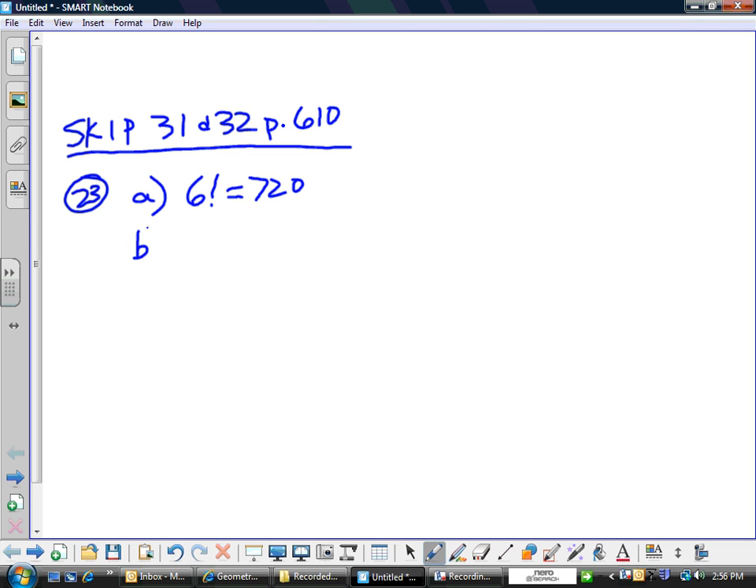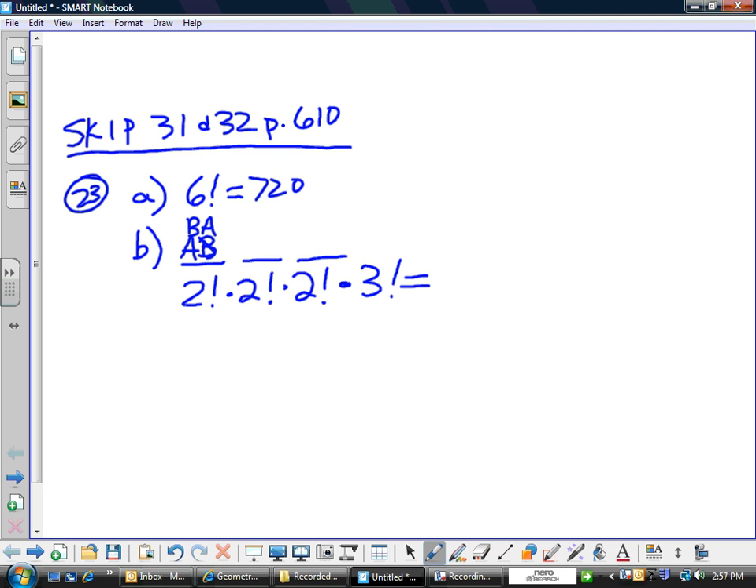Part B says the couples have to sit together. So since I have 3 couples, there's 3 slots for each couple. And then within each couple, you can have person A, person B, or person B, person A. So you're going to have 2 factorial times 2 factorial times 2 factorial for each couple, and then times 3 factorial for the different ways that the couples can be arranged together. And so that turns out to be 48.